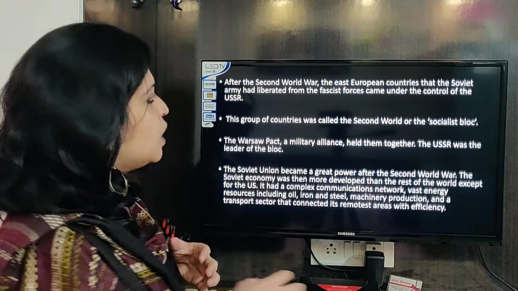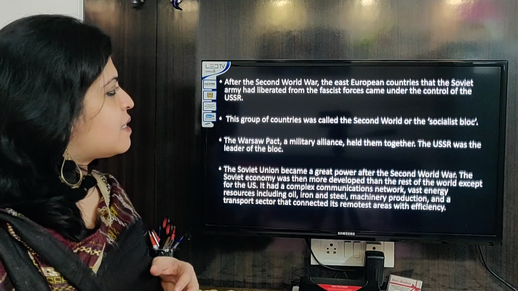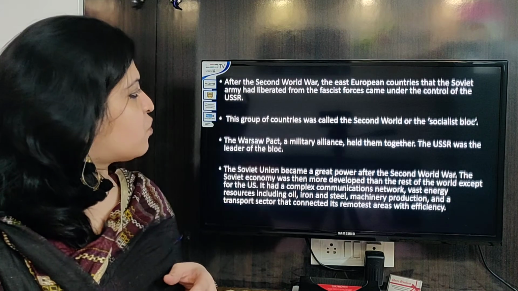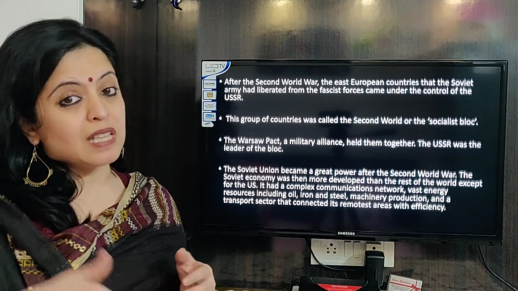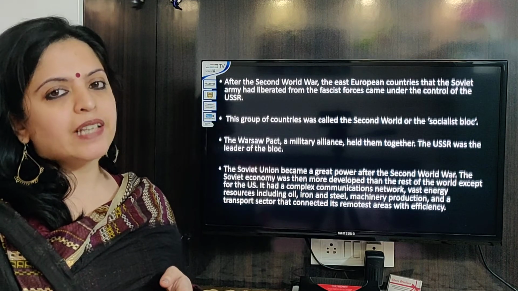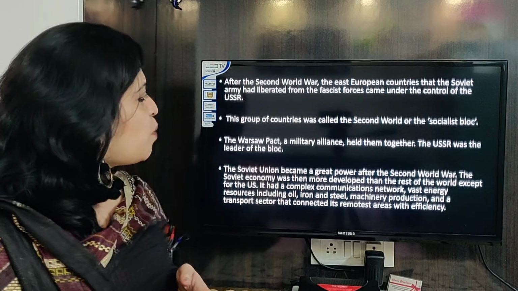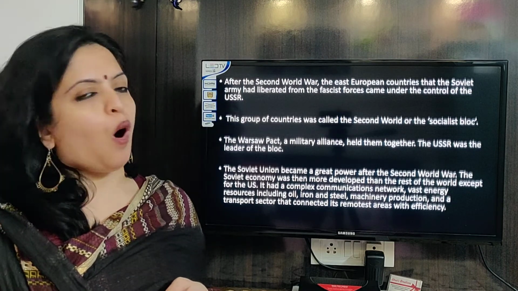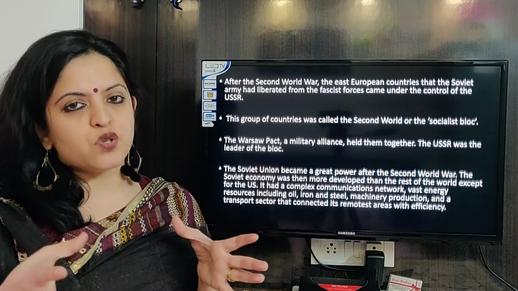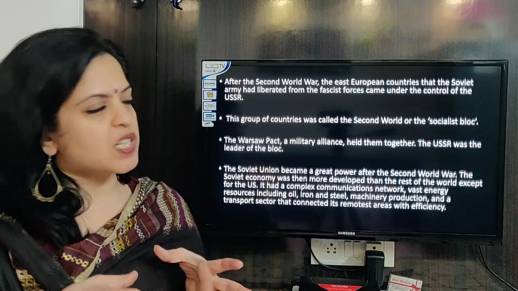After the Second World War, the East European countries that the Soviet army had liberated from the fascist forces came under the control of USSR. So this is how USSR started gaining importance. This group of countries was called the second world or the socialist bloc. तो ये countries को बोला जाता था socialist bloc.